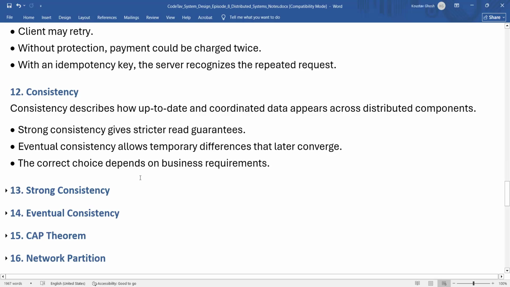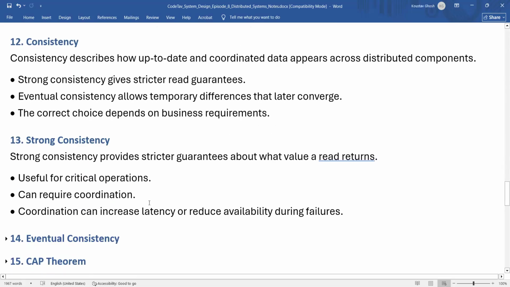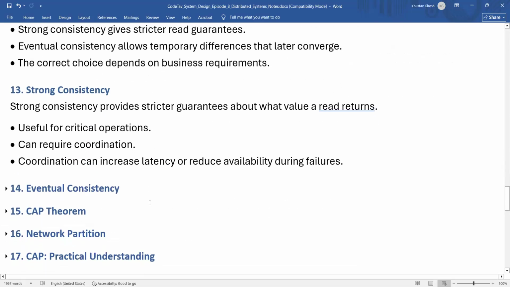So the question becomes, how quickly should all copies of the data become consistent? So this brings us to consistency models. Two important concepts are strong consistency and eventual consistency. So first one is strong consistency. With strong consistency, once a successful update is committed, the subsequent reads are expected to observe the latest value according to the system's consistency guarantee.